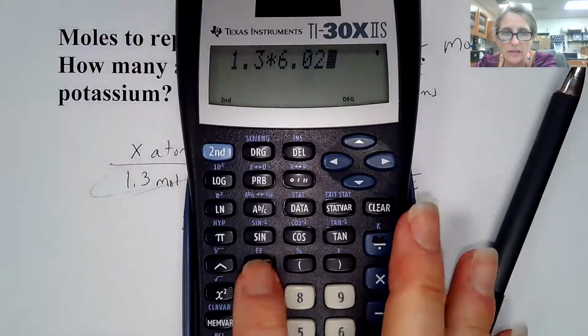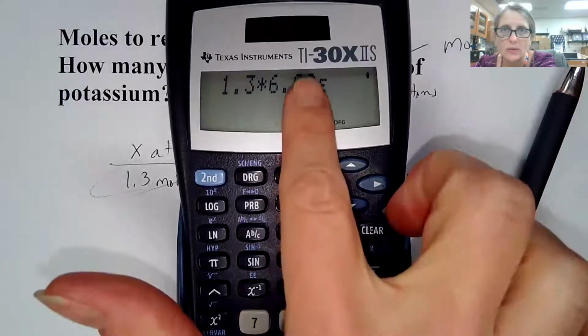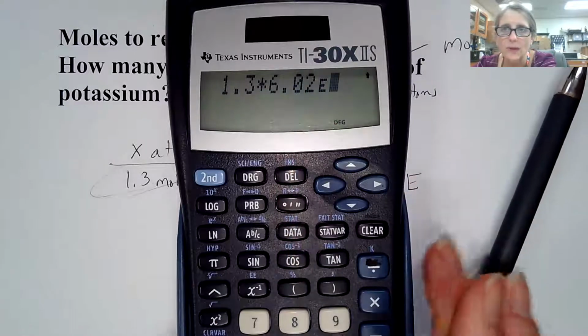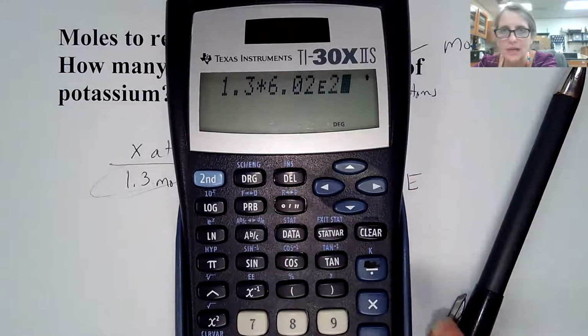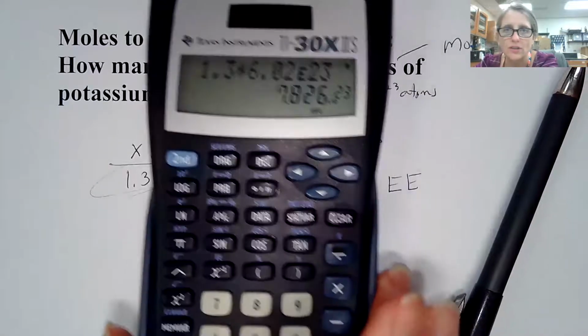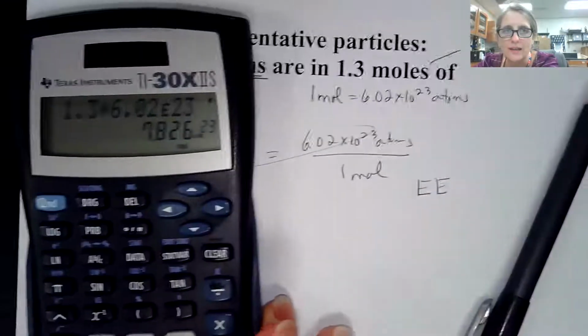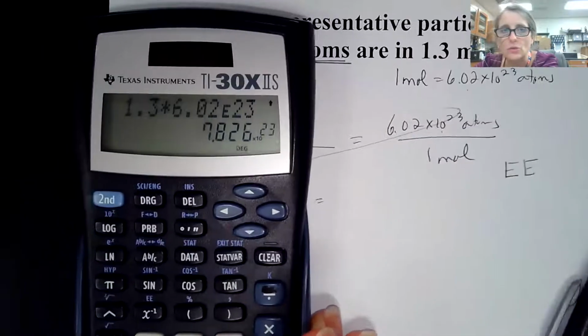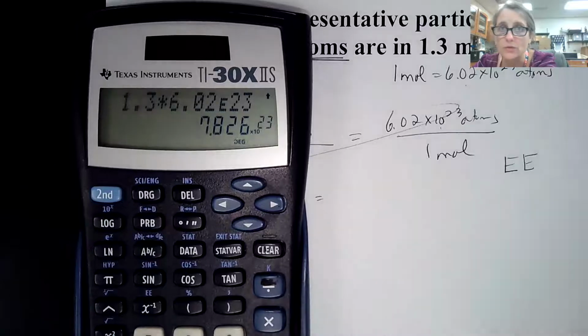And you're going to hit the button that says EE, and E is going to appear on the screen. Okay, that's your power of 10. So all I have to do is type in 23. So I don't have to do times 10 to the caret 23. This is far more efficient, and you will find in the next calculation we're about to do, it's going to be important that you do it this way.